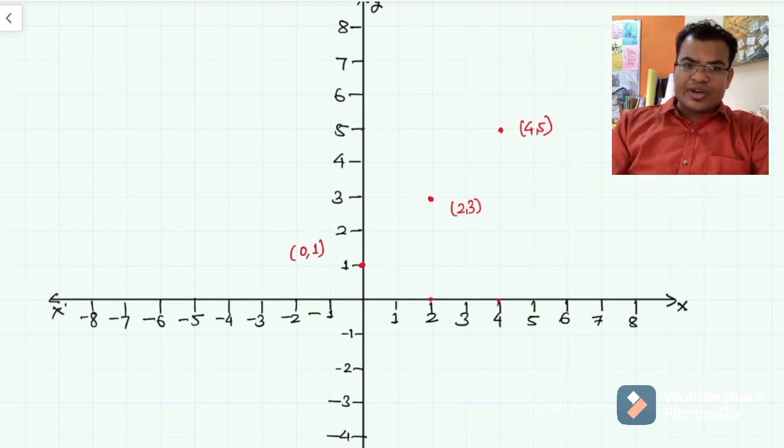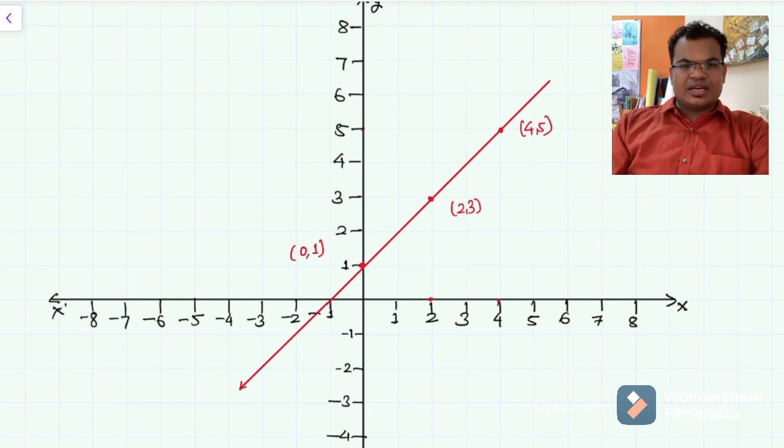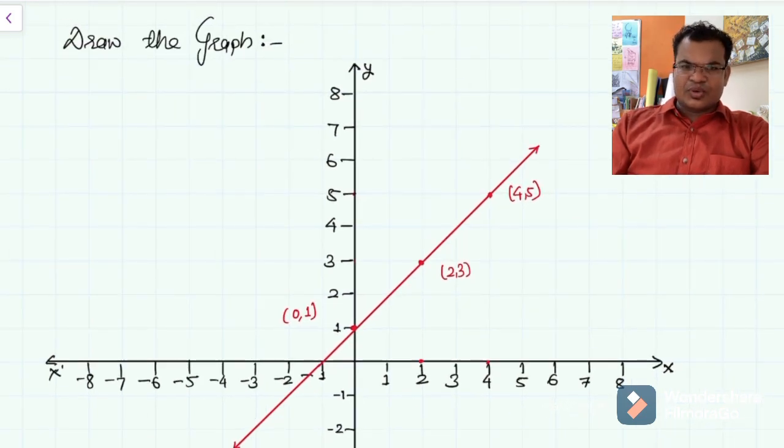I'll join these points and I'll draw one straight line. So joining these 3 points, you can see the screen: 2 comma 3, 4 comma 5 and 0 comma 1. This is a straight line for the first equation. This is ready. Okay, now we will repeat the same thing with the second equation, or the second table.